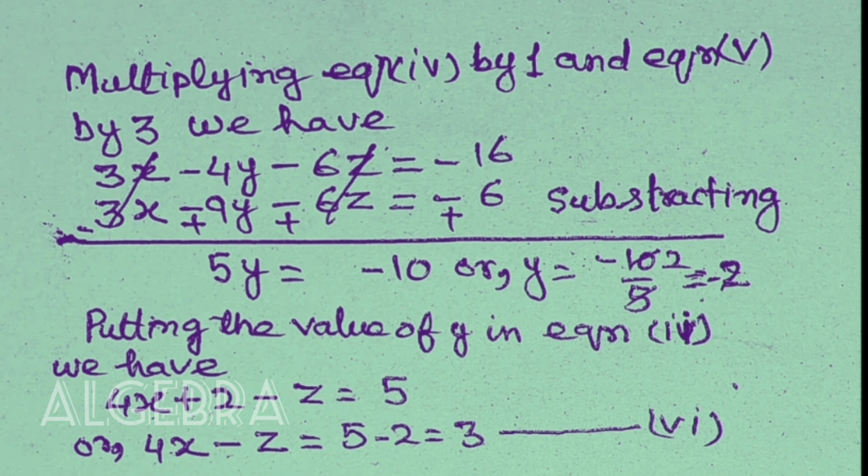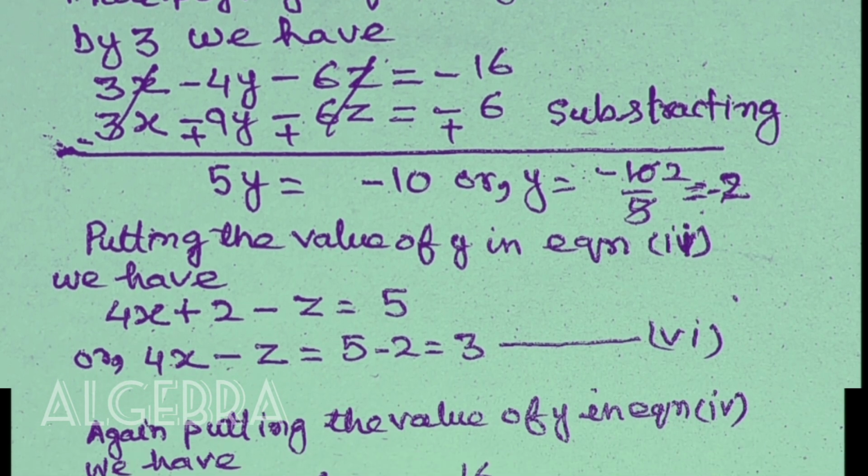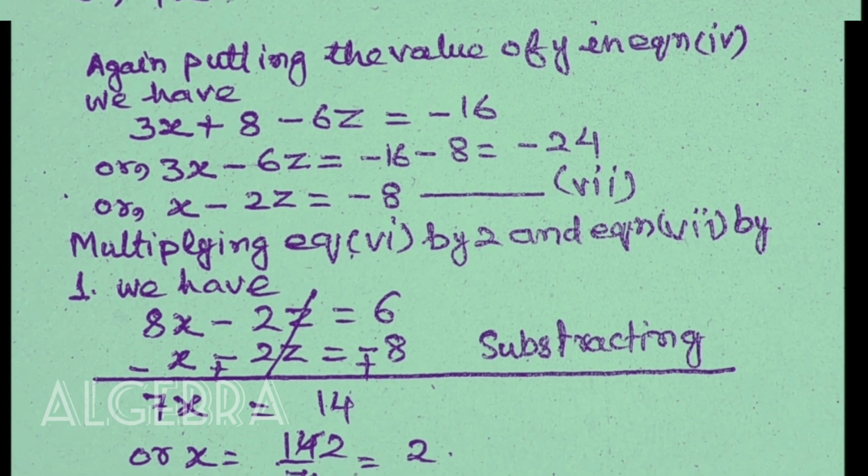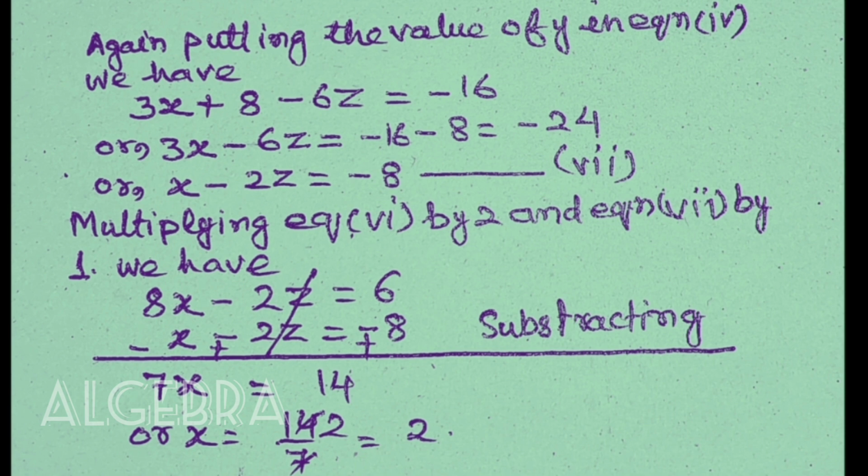Putting the value of 5y is equal to minus 10 or y is equal to minus 10 by 5 is equal to minus 2. Putting the value of y in equation 4, 4x plus 2 minus z is equal to 5 or 4x minus z is equal to 5 minus 2 is equal to 3. Equation 6.